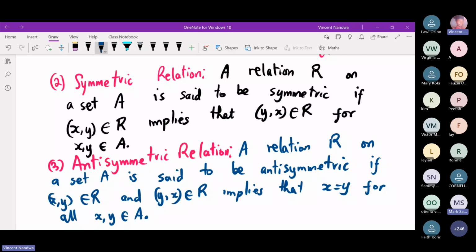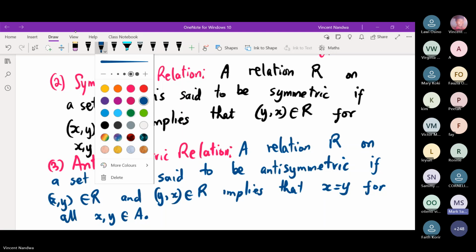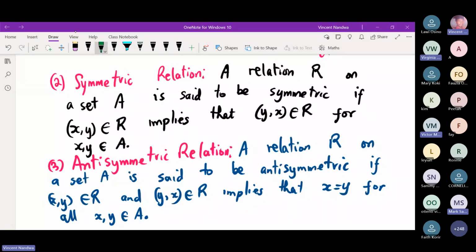So we are saying that a relation R on a set A is said to be symmetric if we have a pair X, Y in relation R, then it must lead you to a pair Y, X in the same relation R. And remember here, the condition is that for any two numbers X and Y in A, they need not be all pairs in all numbers in A. But what matters is that once you see an element X, Y in R, then it must lead you to an element Y, X in the same R.